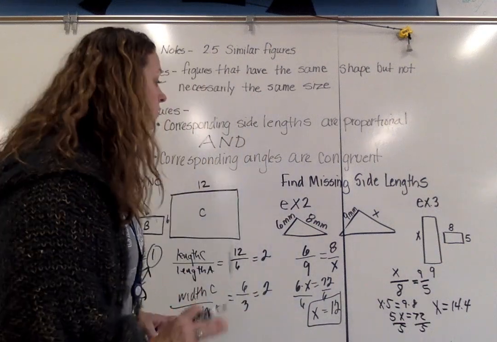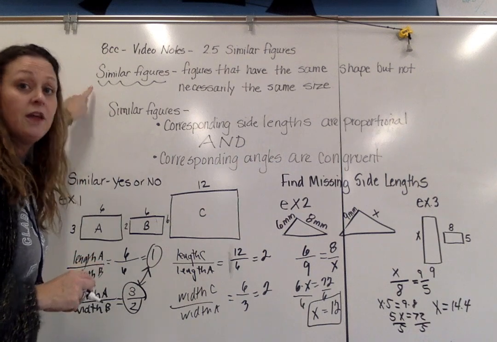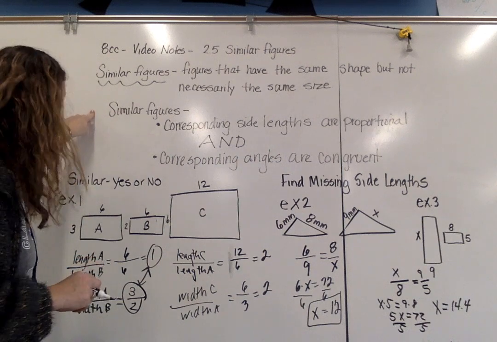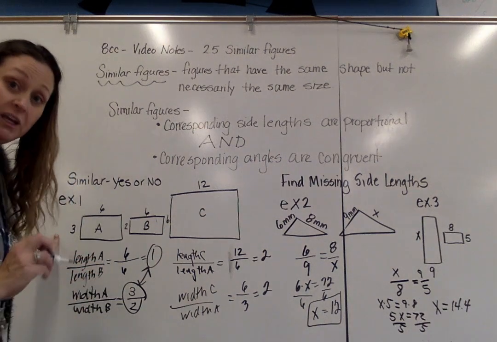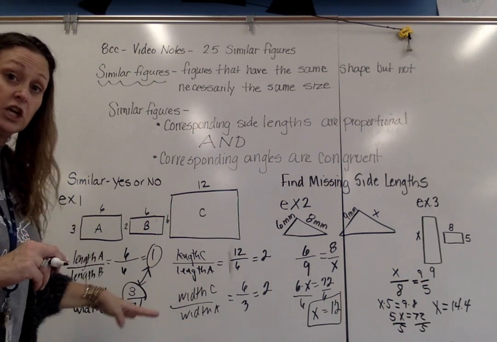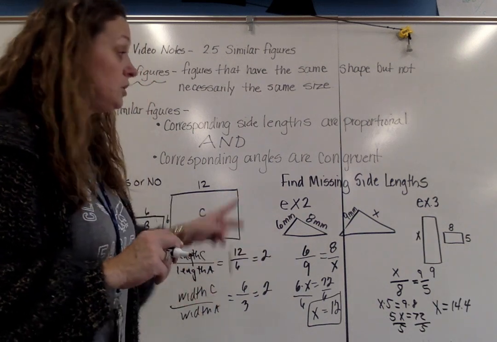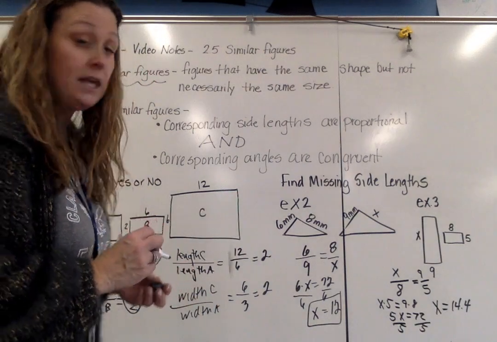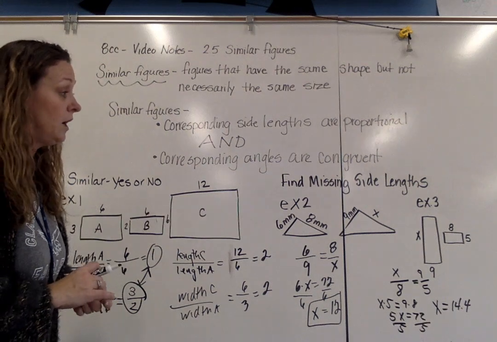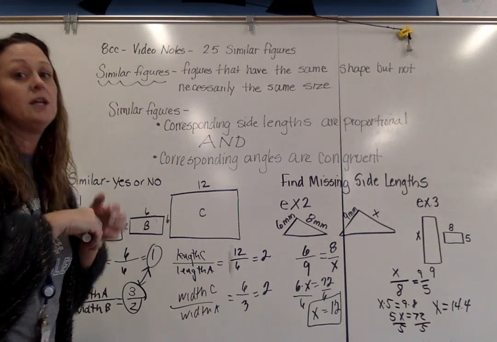So, you need to understand what the definition of a similar figure is, and the two characteristics of a similar figure. You should be able to determine if figures are similar by writing proportions and comparing the ratios. You also need to be prepared to find a missing side length, knowing that two figures are similar, by setting up a proportion, writing an equation, and solving.